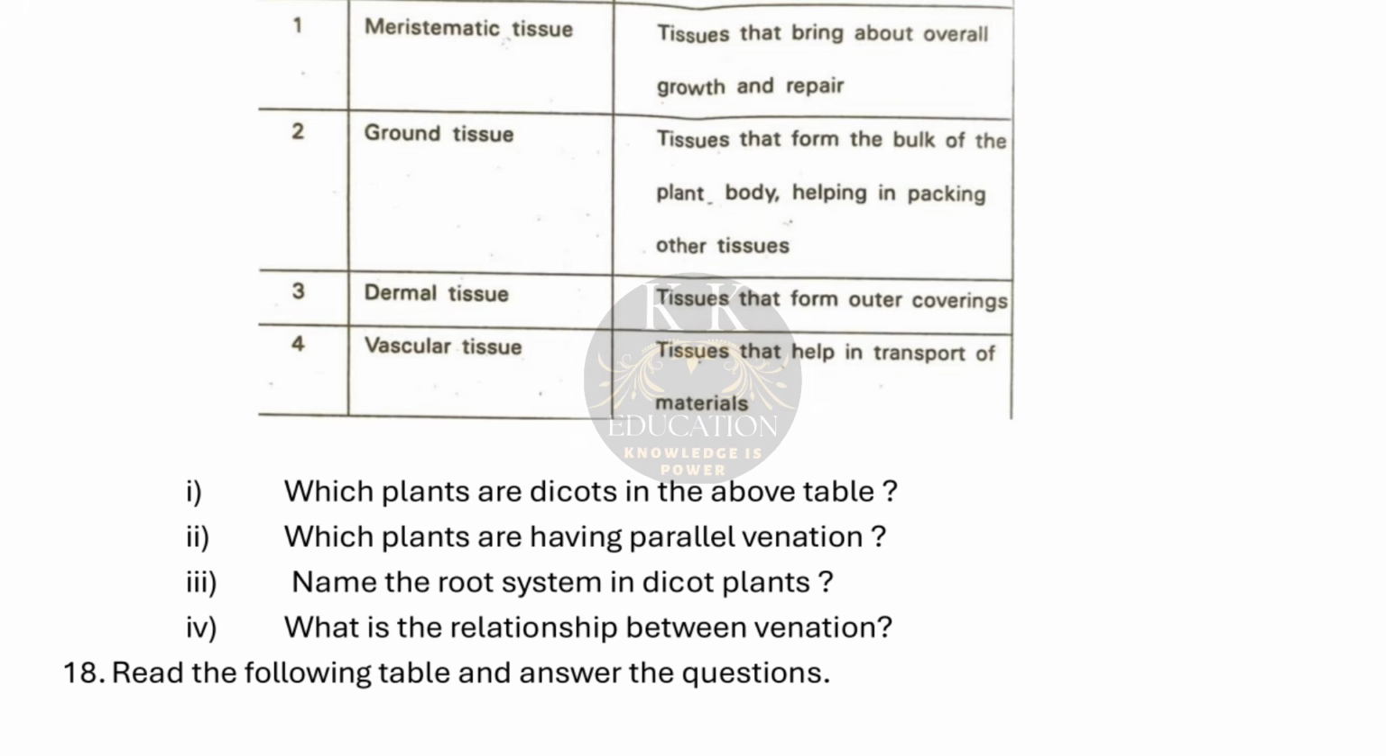Question, which plants are dicots in the above table? Second one, which plants are having parallel venation? Third one, name the root system of dicot plants. Fourth question, what is the relationship between venation? And 18th one also has one table, table 2, and answer the question.